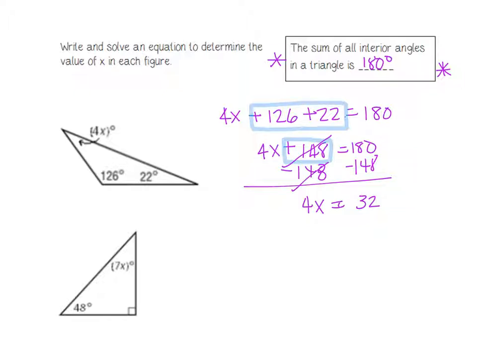Now, I need to look here. My variable is still not isolated. I have a coefficient in front of it. There's no operation between my variable and my number, so it tells me that I'm multiplying. So the opposite of multiplying is to divide, and I need to do it to both sides. This tells me that x, when I simplify down, I've now isolated my variable. 32 divided by 4 will give me 8. So that means that if I plug 8 in to x, I would have my measurement of my angle.